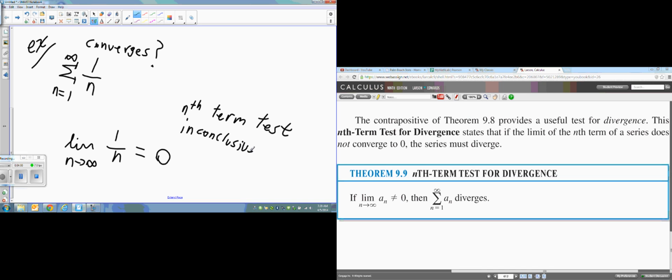So what that means is that we have to figure out another way of determining whether this series converges or diverges. And in a subsequent video, you're going to see that this is actually a harmonic series, and the harmonic series actually diverges. So even though we got 0 here, this series actually diverges. All right, so that's the nth term test for divergence.